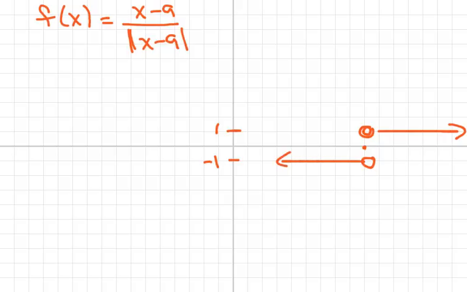So as we approach 9 from the right, we come up with 1. And as we approach from the left, it just stays at negative 1. From the right, it stays at 1. So that's why the limit doesn't exist. There's a jump discontinuity.